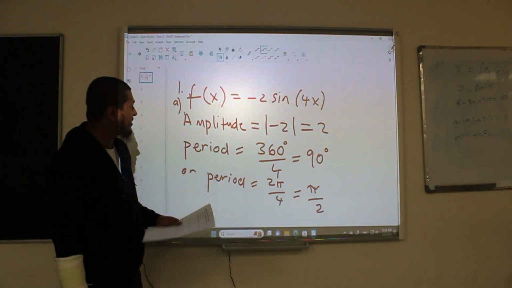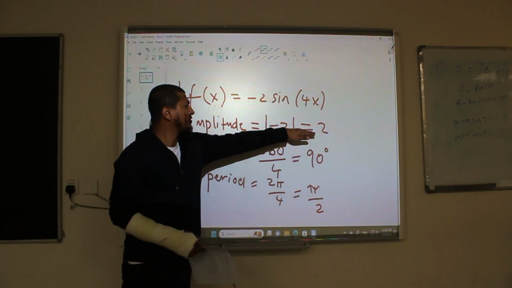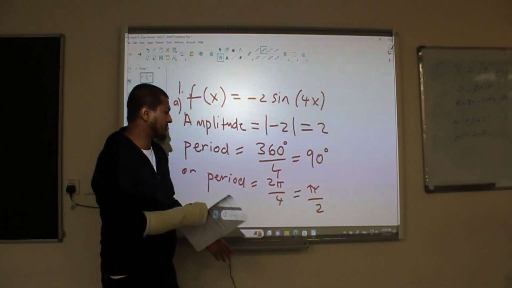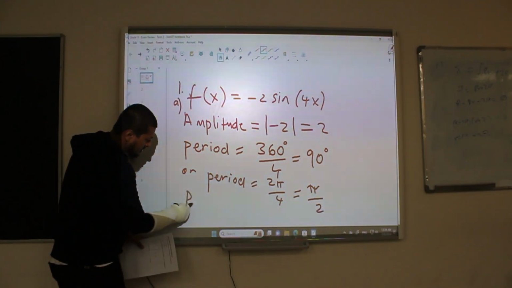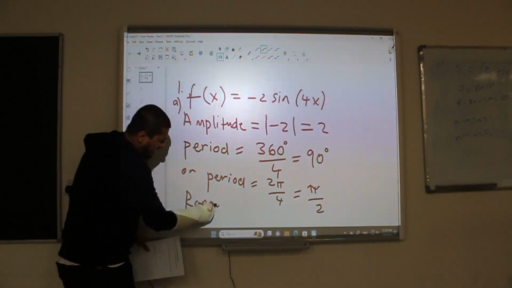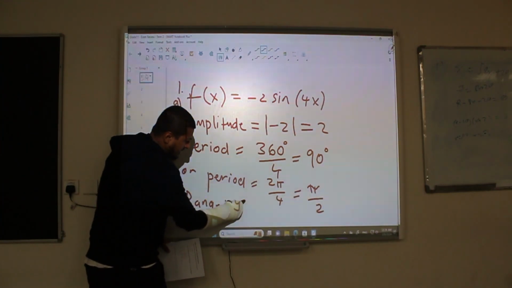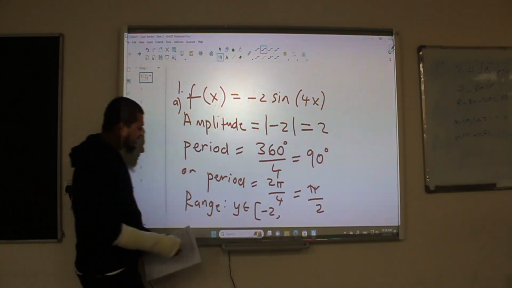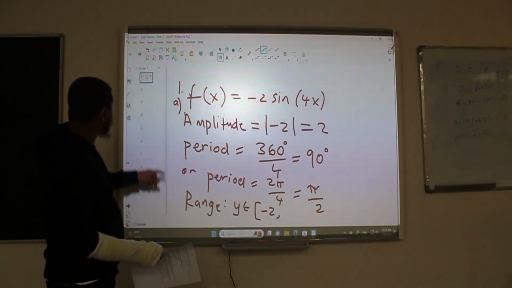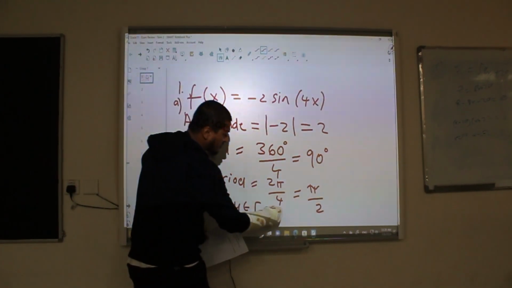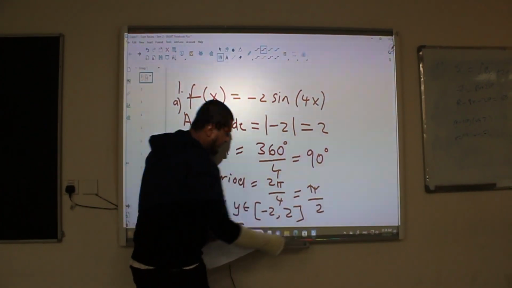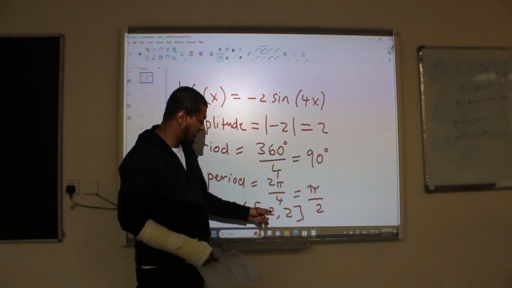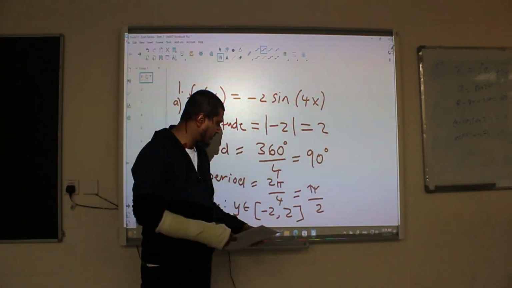If we want to find the range, remember the amplitude is 2, so the graph goes up 2 and down 2. So the range will be y values. I usually write y is an element of, with the starting value negative 2 and the ending value 2. In other words, negative 2 is the minimum and the maximum is 2.